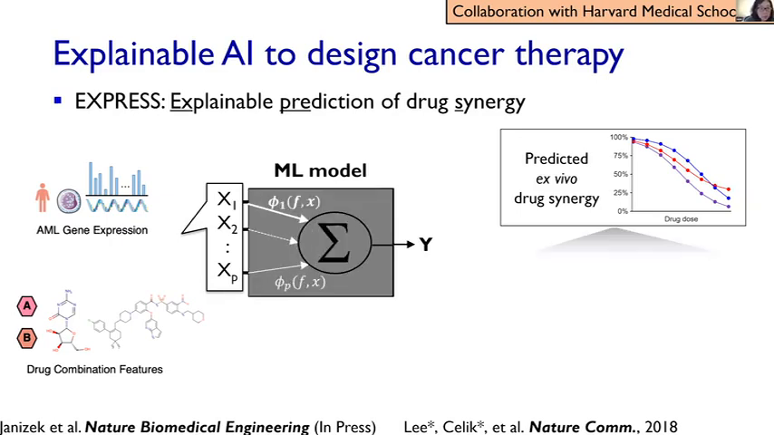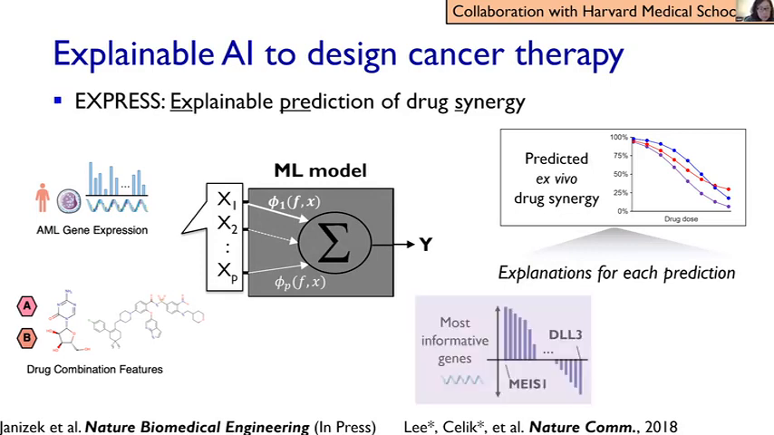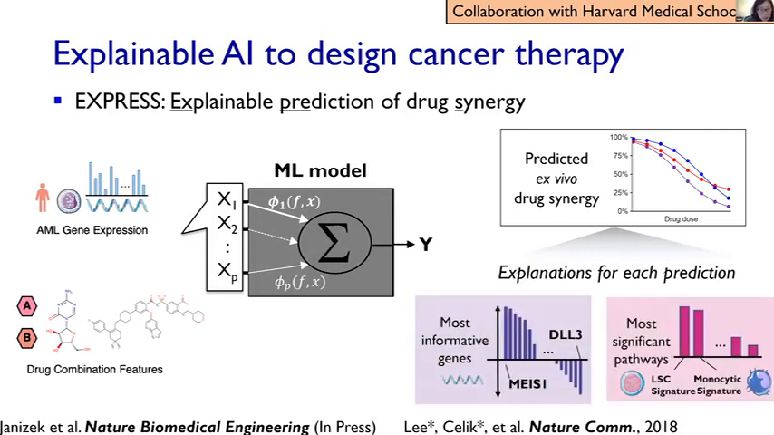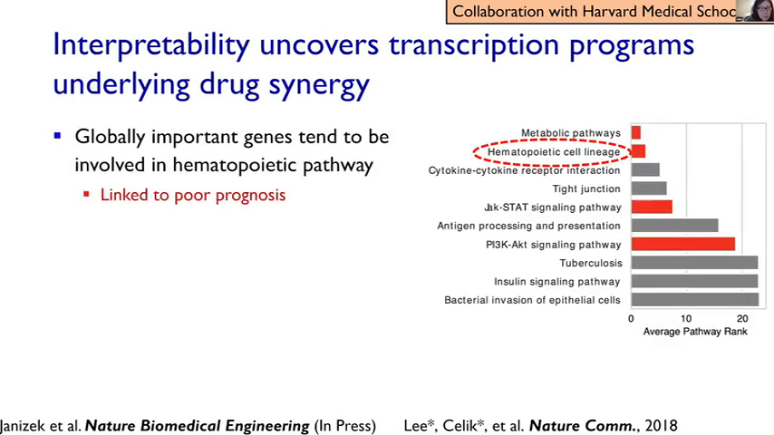Not only that, it gives you explanations in terms of which genes are important and how much, and then you can do pathway level analysis to get a sense of which pathways contribute highly to the synergy, or the opposite of a synergy, between these two drugs. We found that the genes that are universally important for drug synergy tend to be related to a hematopoietic pathway, which is linked to poor prognosis.